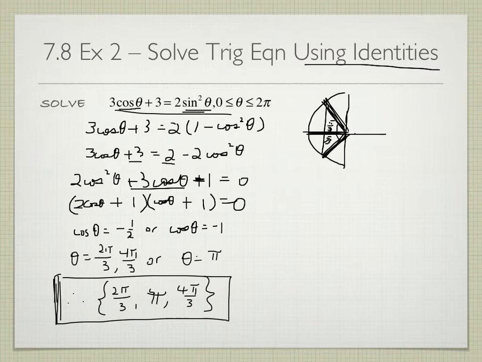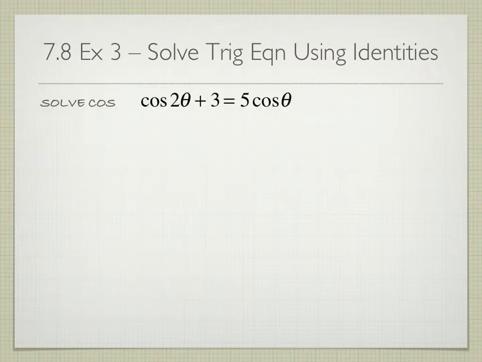All right. Example 3. Solve this trig equation using identities again. Notice that this time we have a double angle. I don't like that, so let's try and replace that with something else. We want to replace this with something that's just cosines. So we're going to try and make this look like a quadratic.